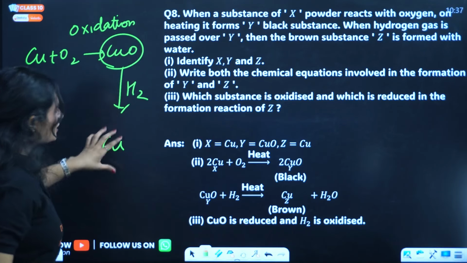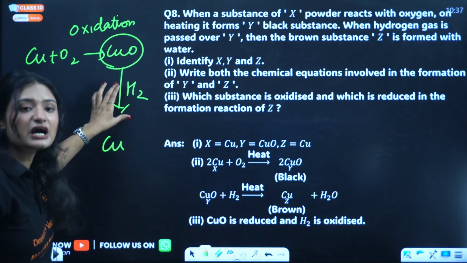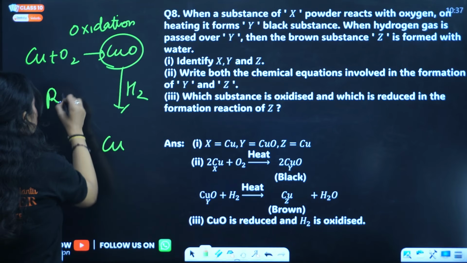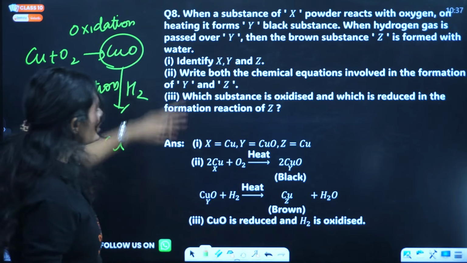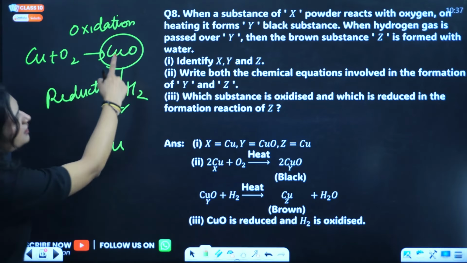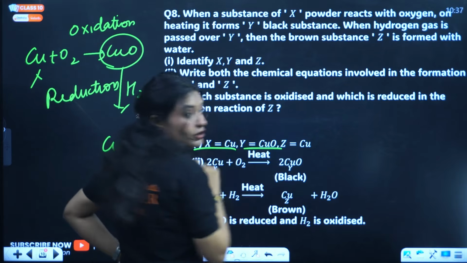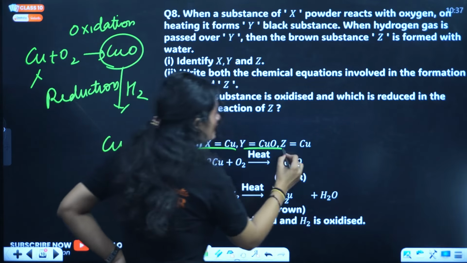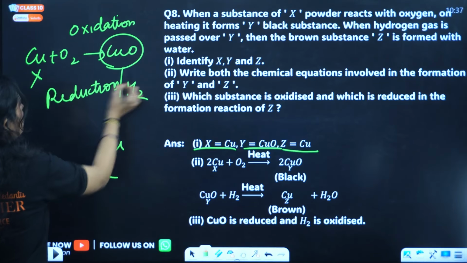And what is happening here? Removal of oxygen or addition of hydrogen. That means this is a reduction reaction. Okay. So we have identified what is X. X is copper, Y is copper oxide, and Z is copper. This is Z, this is X, and this is Y.